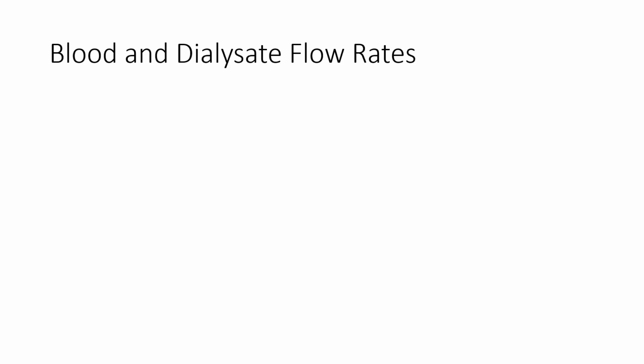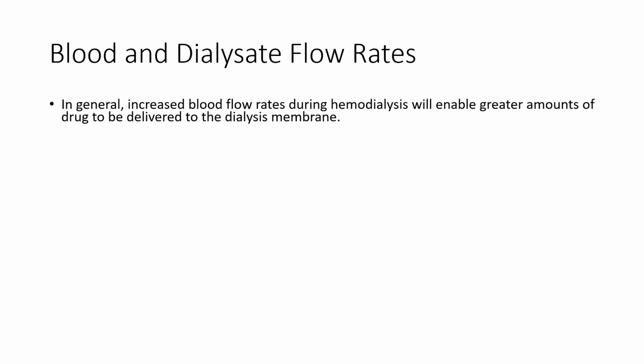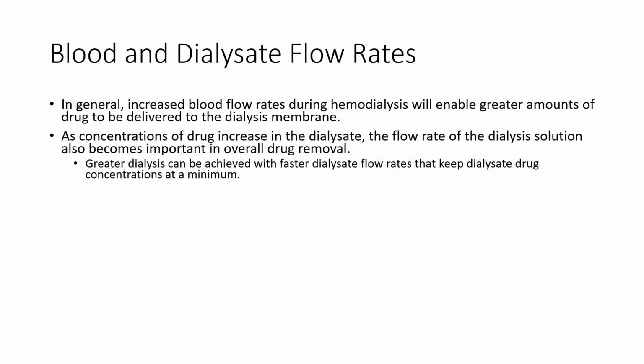In addition to the dialysis membrane, other dialysis-related factors can affect the clearance of medication. These include blood and dialysate flow rates. In general, if you increase blood flow rates during the hemodialysis procedure, you will deliver more drug to the dialysis membrane, which facilitates its clearance. Similarly, if you have a high dialysate flow rate, it flushes out the drug when it moves to the dialysate side, and that maintains a gradient between the blood and the dialysate side, and that also favors diffusion of the drug across the dialysis membrane.